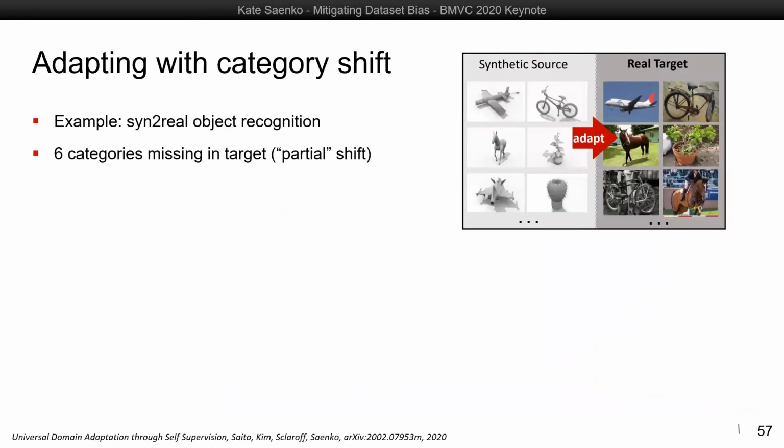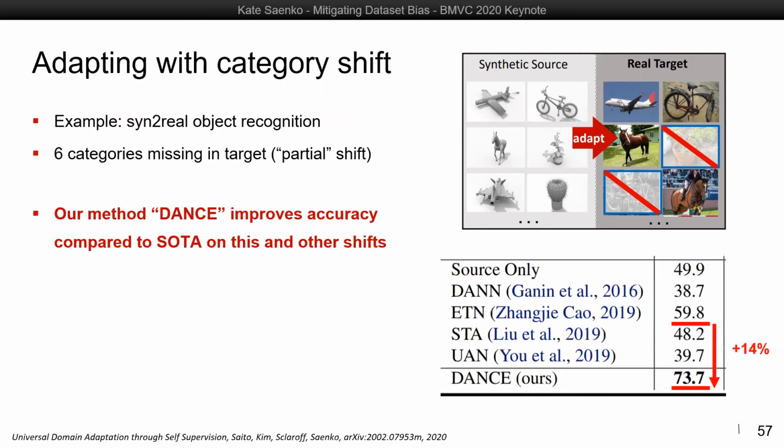Here's a small preview of the results that are in the paper. For example, we adapt from the synthetic domain to a real target domain where some of the categories are missing in the target, and compared to just training on the source, which doesn't do very well, or compared to state-of-the-art alignment methods, with our method, we achieve a 14% improvement in accuracy. And there are a lot more results on different shifts in our paper.